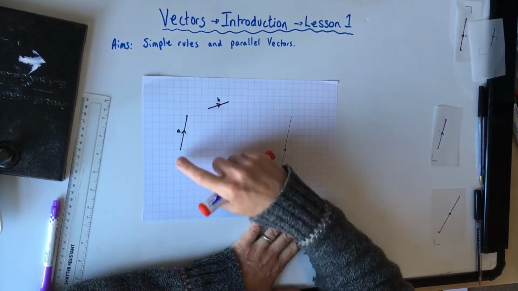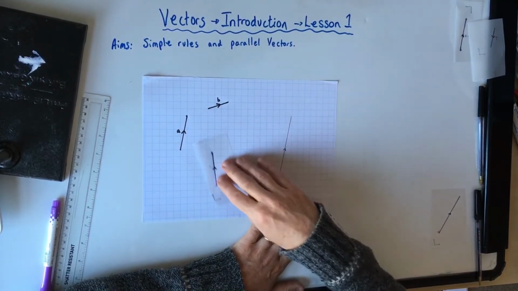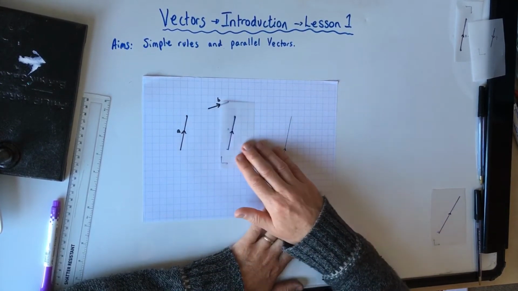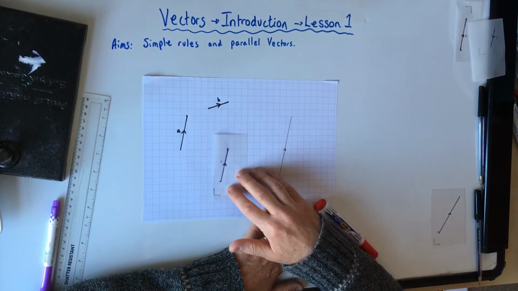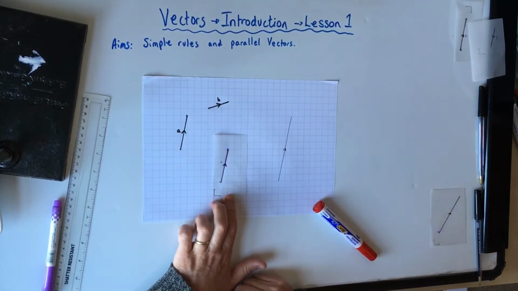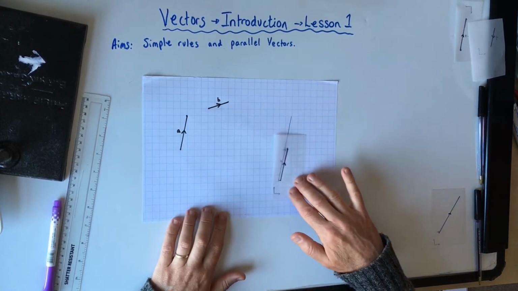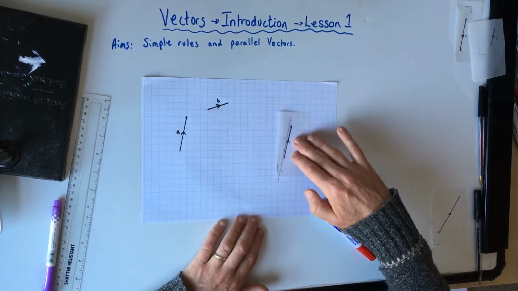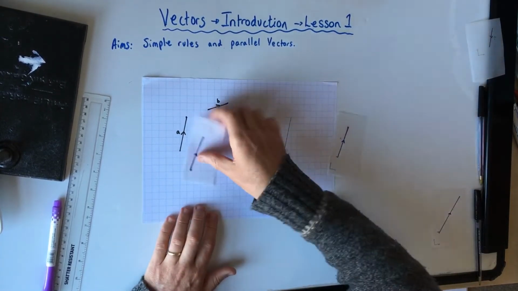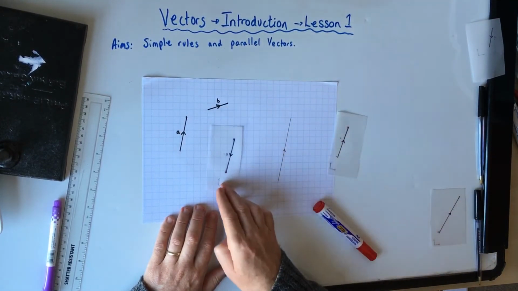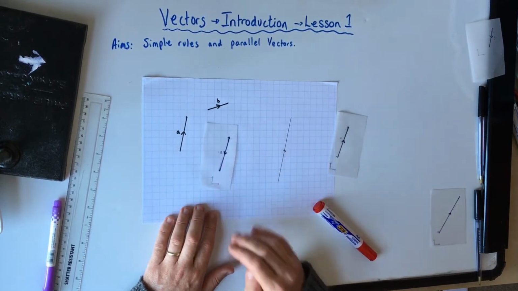You've seen this before. We've got this vector A here, so it's this long and it's running in that direction, and we can draw that anywhere as long as we've got a length running in that direction. If we describe this one as A, and this one is twice as long in that direction, we describe that as 2A. If we go the opposite direction but the same length, we describe it as minus A.